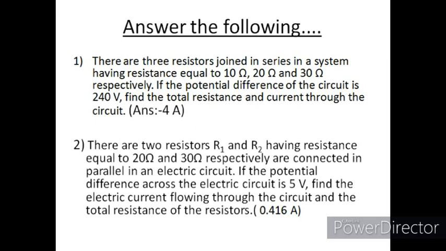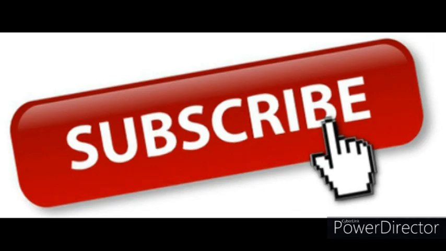Second one, there are two resistors R1 and R2 having resistance equal to 20 and 30 ohms connected in parallel in the circuit. If the potential difference is 5 volt, find the electric current flowing through the circuit and the total resistance of the resistor.